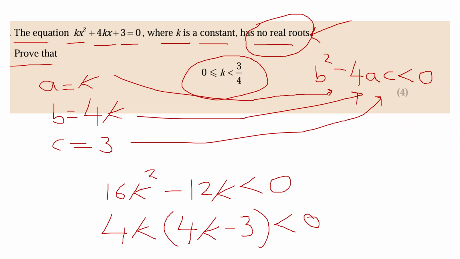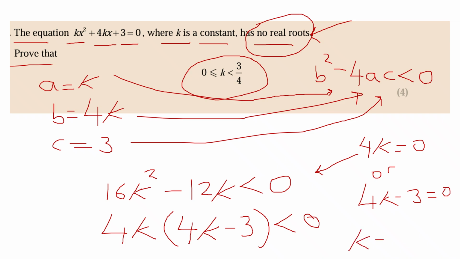So our solutions to this quadratic case, the one that I'm pointing to now, are when 4k equals 0, or when 4k minus 3 equals 0. It's when you set each part equal to 0. So if I solve each equation separately, we have k is 0 or k is 3/4.